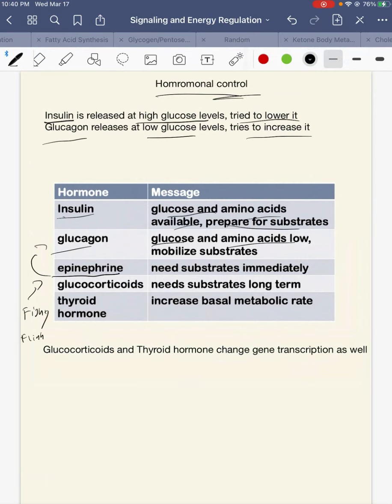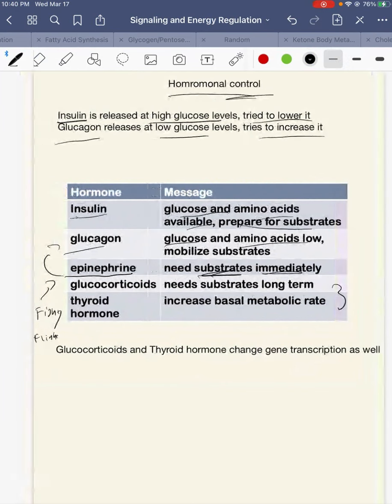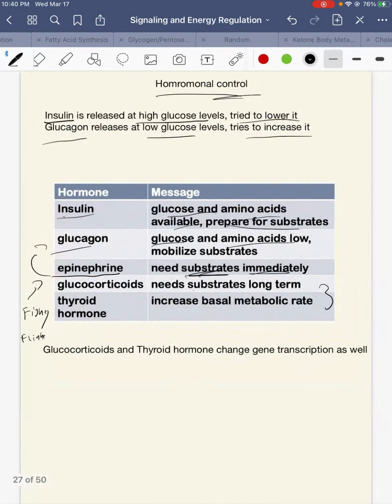So in fight or flight, you have the same needs as glucagon, but you need the substrates immediately. It needs to happen quicker. So that's the difference between epinephrine and glucagon. Glucocorticoids and thyroid hormones tell the cell to change these substrates long term. Thyroid hormone increases basal metabolic rate. Both of these, because they act long term, change the gene transcription of the cell.